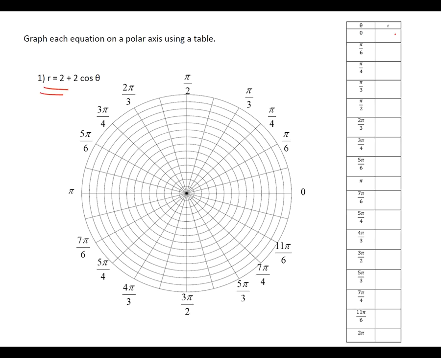All right, so I put all the radian measures in the little t-chart. And then we're going to plug into that equation right there. So, what is the cosine of 0? 1. So 1 times 2 is 2, plus 2 is 4. So I can go ahead and plot that point. 0 radians out, so I'm on the 0 radian move. And how many rings out am I going to count?